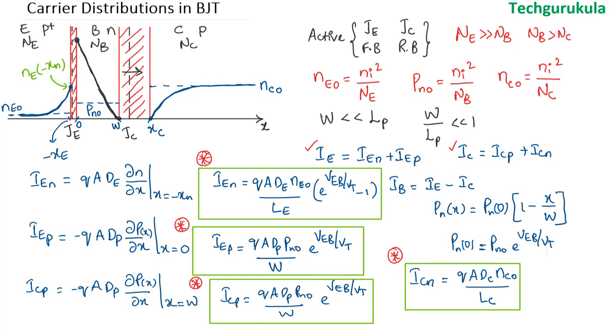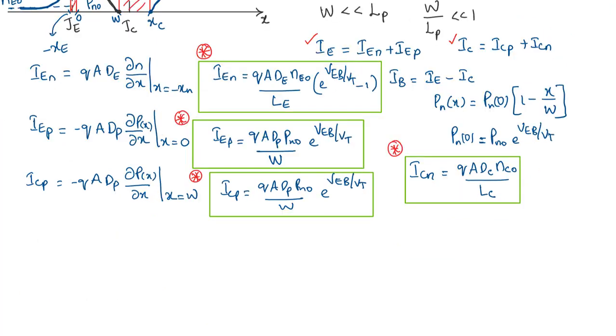Now let me scroll down. In fact, if you observe here, IEP is equal to ICP here. The reason being, we assume that W is very small compared to the diffusion length of holes in the base. So when we assume the depletion width is very small, the recombination current can be neglected, in which case IEP would be equal to ICP. That's a valid assumption in this condition.